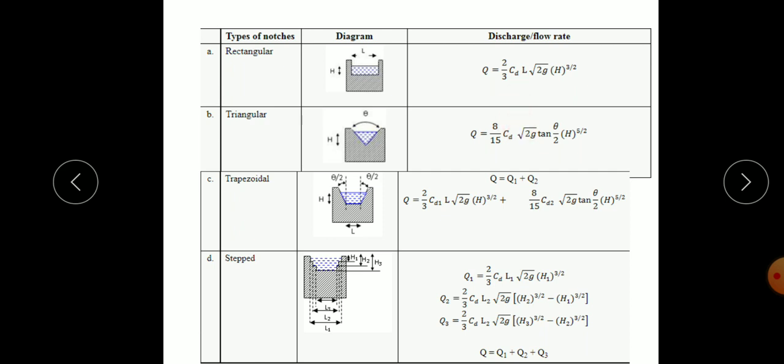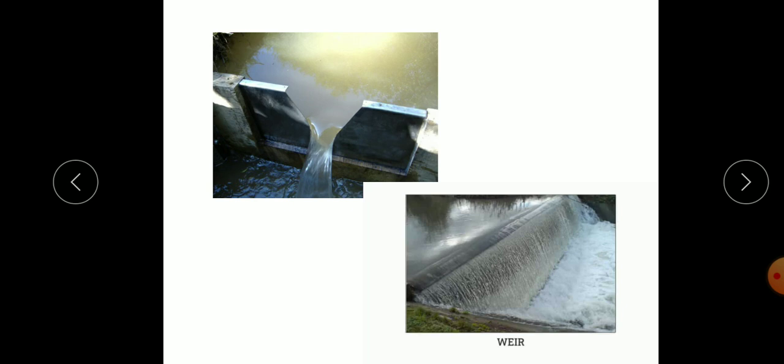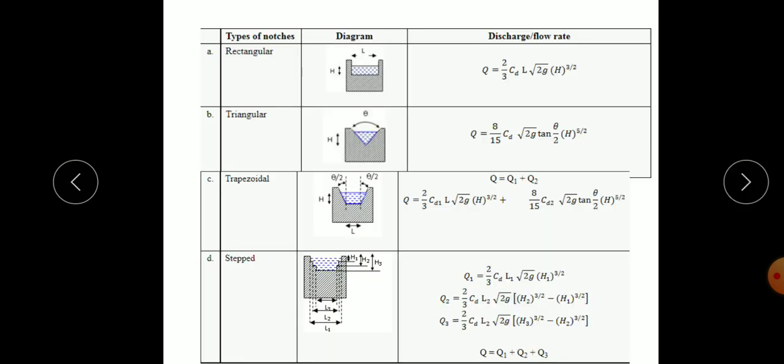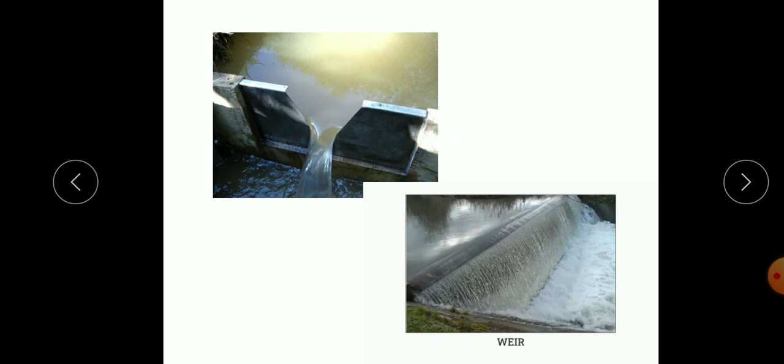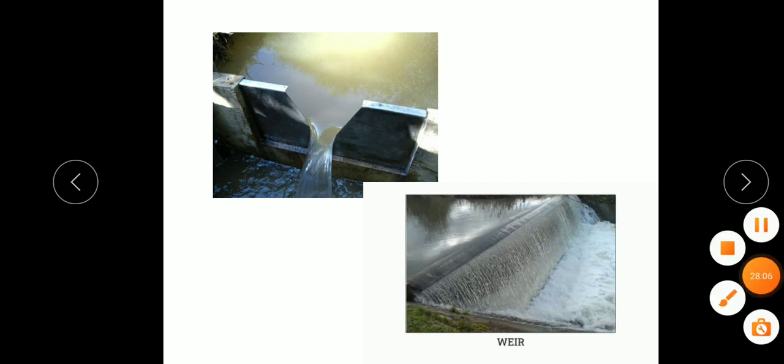So here we can consider that a notch is used to measure the flow rate in open channels, or a weir is used in dams to measure the flow rate. So we have covered different types of orifices and notches used for the measurement of the flow of liquids. Thank you.